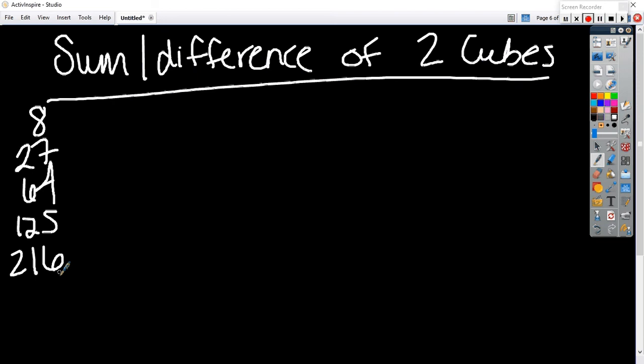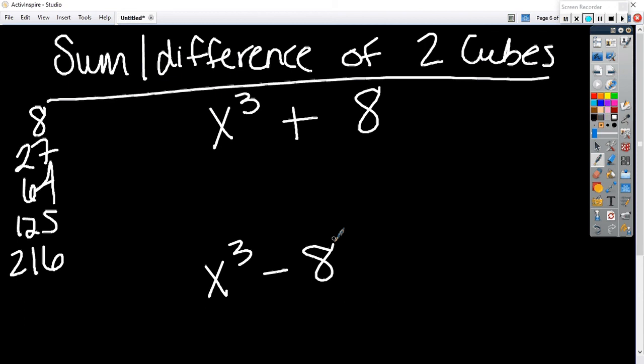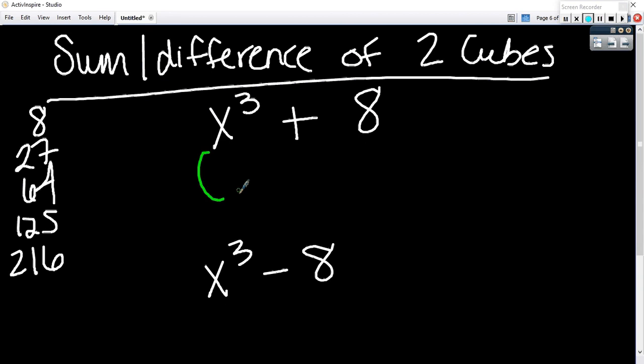If I start with 2 perfect cubes, let's say x to the third and 8. And I'll do one as a sum and one as a difference. Now, be very careful because remember, squares are only difference, but cubes can be sum or difference, okay? To factor this, you set up 2 sets of parentheses, a little and a big.